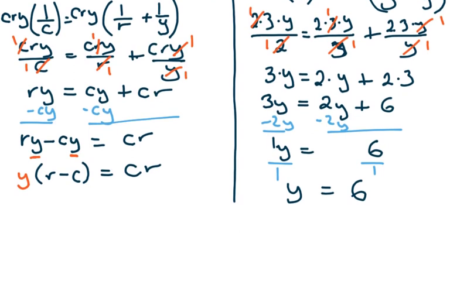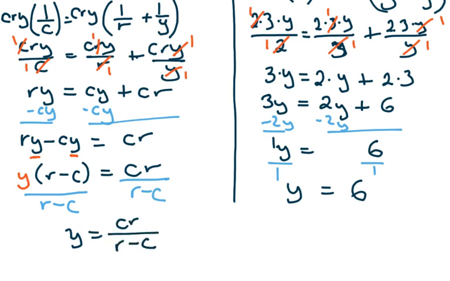Now I've got y times something, just like over here I had y times something, so I'm just going to divide both sides by the something. In this case, it's this factor of r minus c, and I'm left with y equals cr over r minus c. And we've accomplished our goal of solving for y.